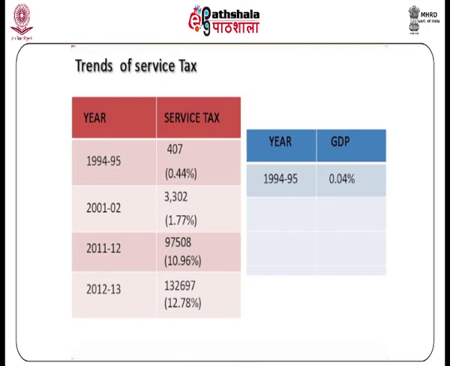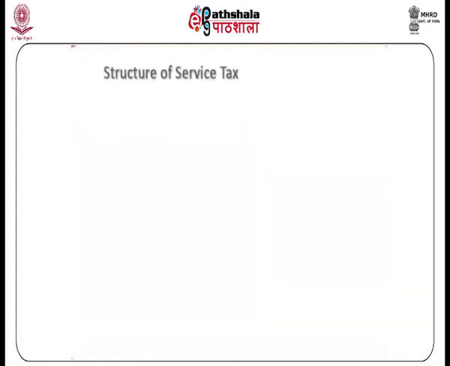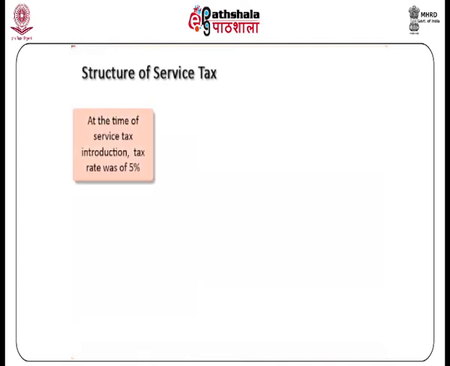Service tax revenue as a percentage of GDP has also shown an upward trend. It has gone up from 0.04% in 1994-95 to 0.12% in 2000-2001 and to 0.9% in 2009-10. Now, unlike UEDs, all taxable services are taxed at the same rate. At the time of service tax introduction, that is, in 1994, the tax was levied on these services at a modest rate of 5%. Gradually, the tax rate was increased to 12%. However, the rate of service tax was reduced currently to 10%.